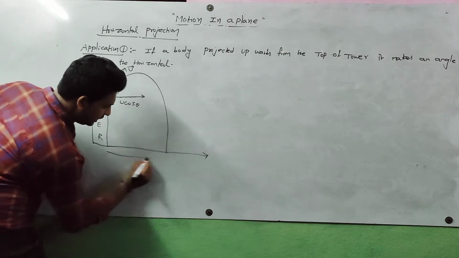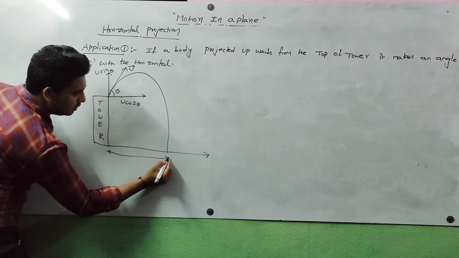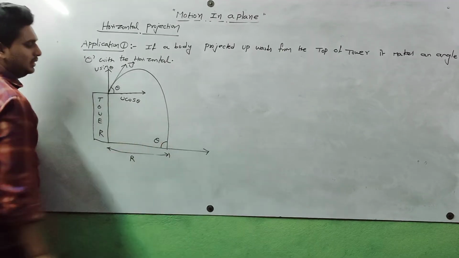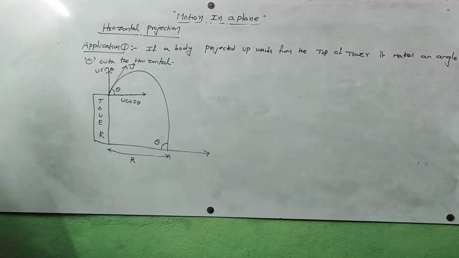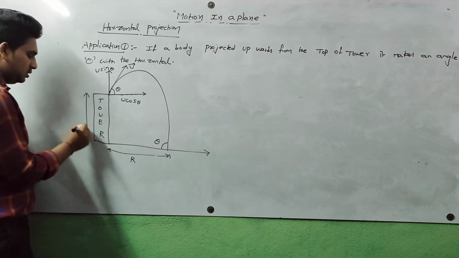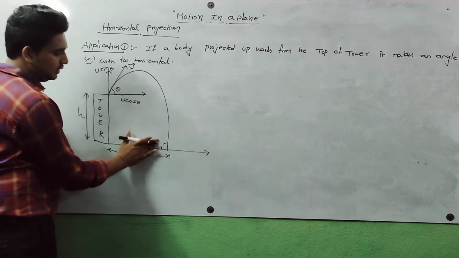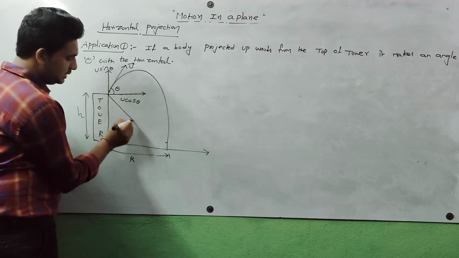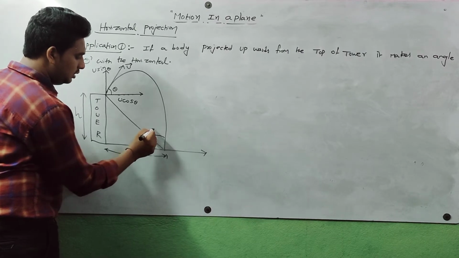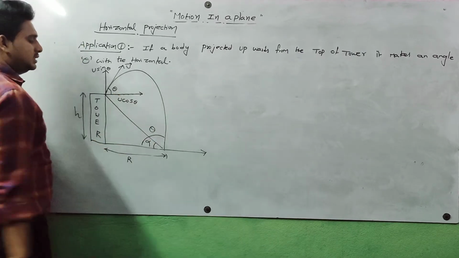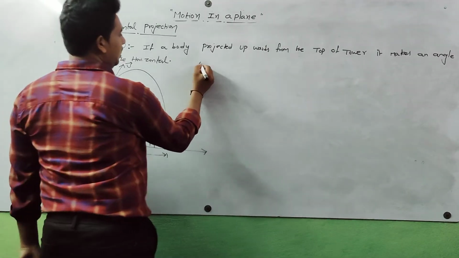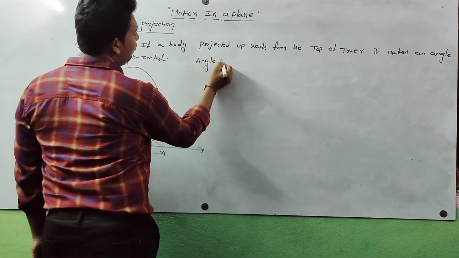So this is called the range R. It strikes the ground with some angle theta. This is the angle theta. So this is the height of the tower h. This is called the angle of elevation alpha, and this is called the striking angle theta. So from this, first one, angle of elevation.